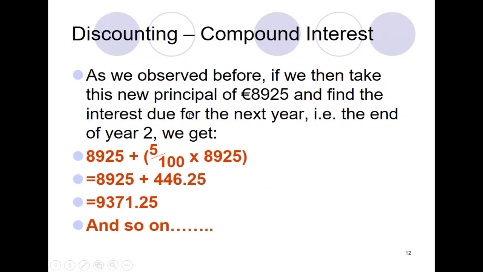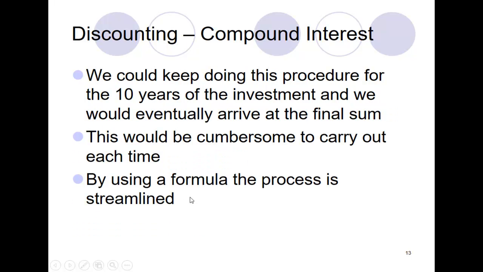For the second year, you start off with 8,925 and it gains interest. So here's the interest it gains and here's the initial investment. And so going into the third year, this is what you're starting off with. You could do the third year, the fourth year, the fifth, and the whole way through to 10 years. But this would take a very, very long time. It's just too cumbersome. It takes too long to do it that way.